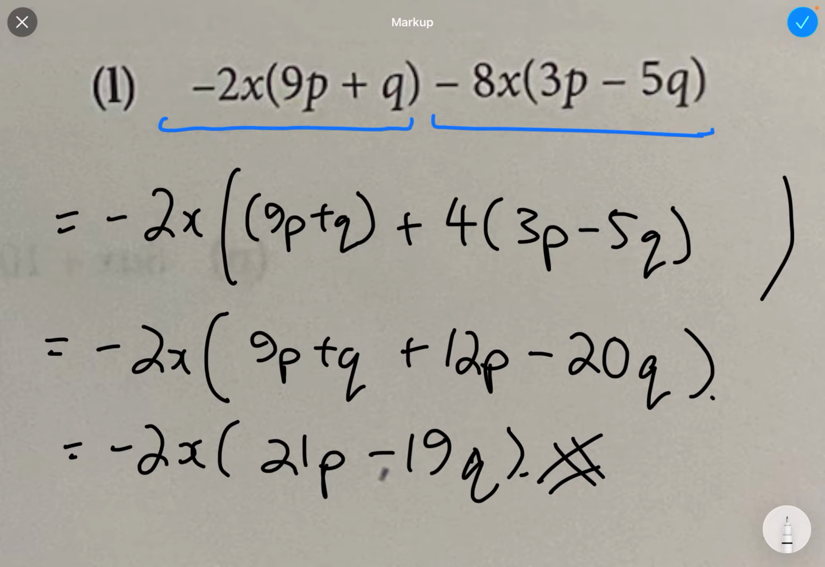How? Okay or not? Okay, then you all try the rest.